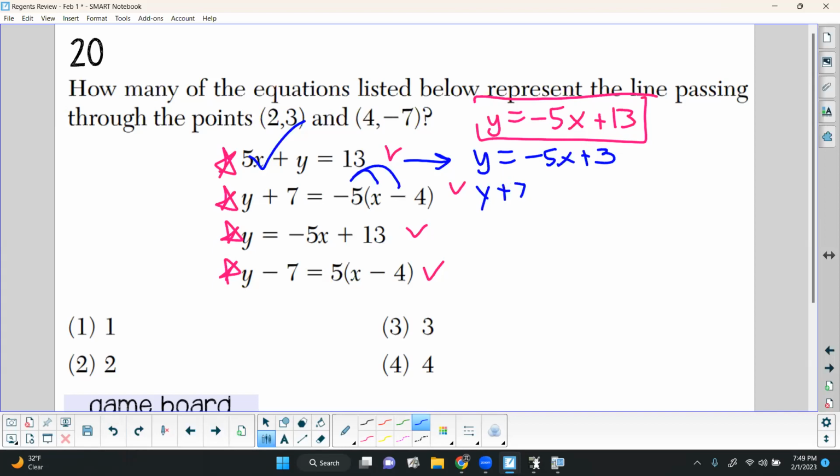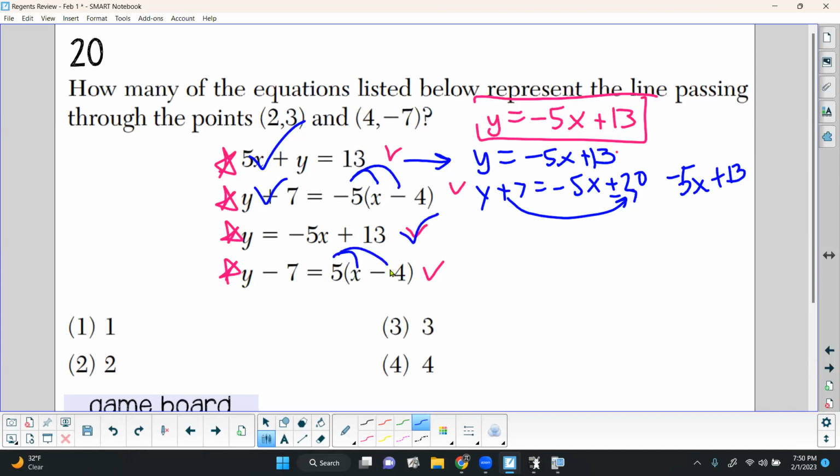y plus 7 equals -5x plus 20. Now, if I subtract 7, I'm going to get -5x minus 7 is plus 13. This one is also a match. This one is definitely a match.